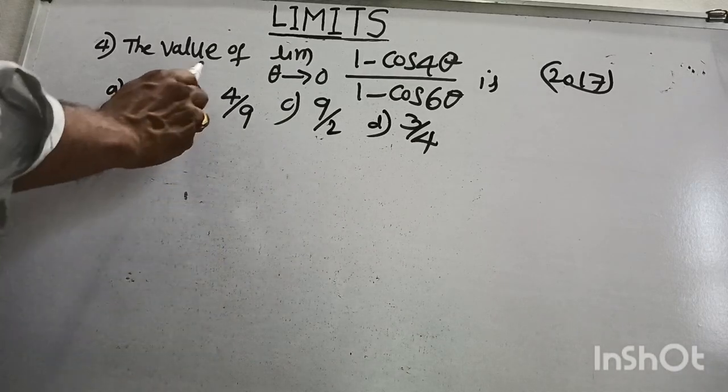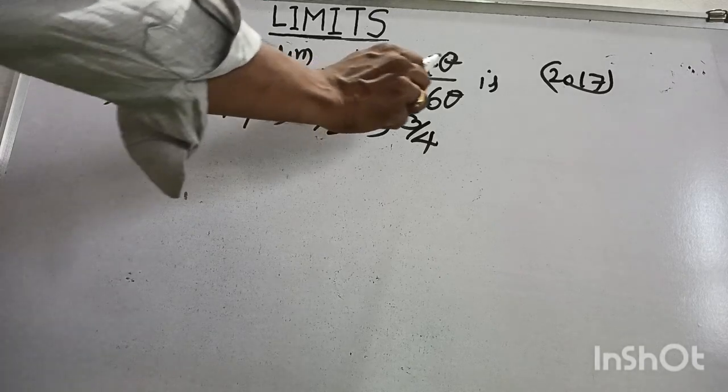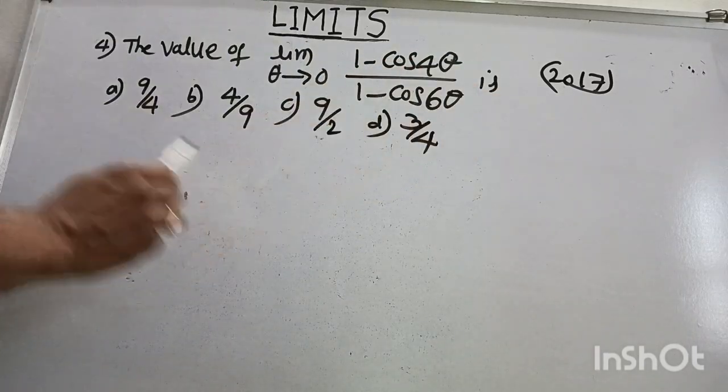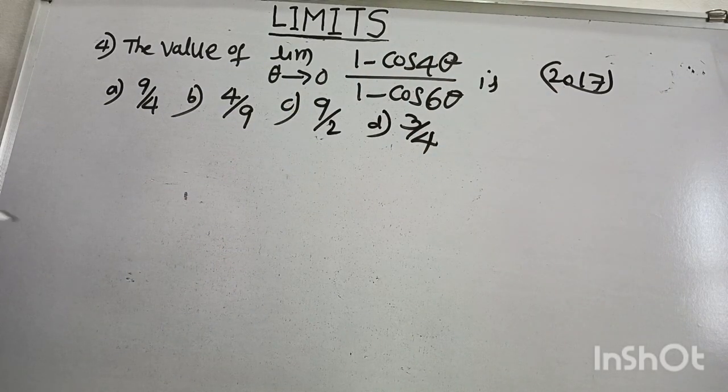Next, the value of limit theta tends to 0, (1 minus cos 4 theta) by (1 minus cos 6 theta) is? Options are like this, as in KCET 2017.